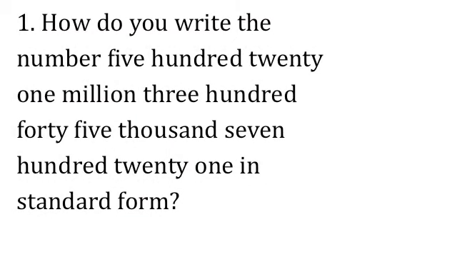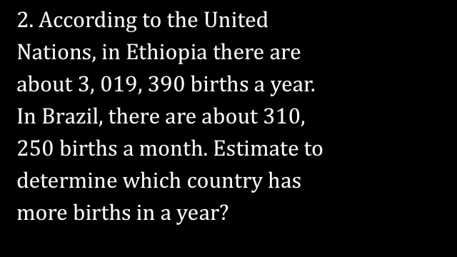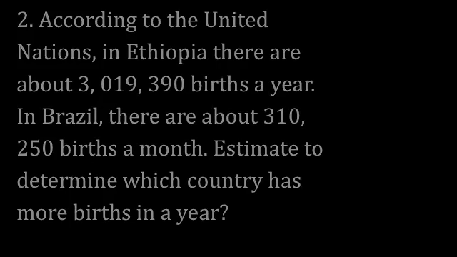Okay, so there's a very short review of number and numeration. We have a couple questions for you. How do you write the number 521,345,721 in standard form? This is question 2. According to the United Nations, in Ethiopia there are about 3,019,390 births a year. In Brazil there are about 310,250 births a month. Estimate to determine which country has more births in a year.